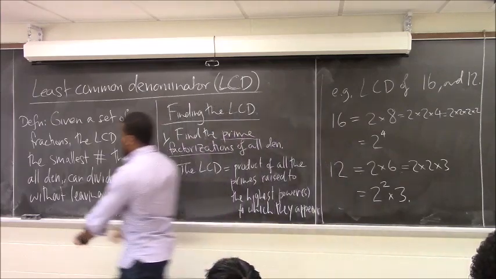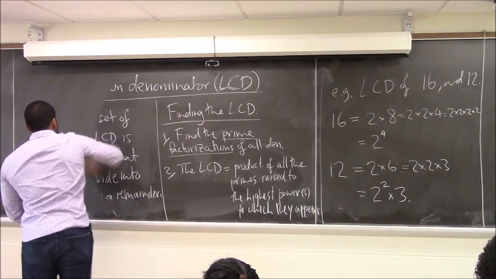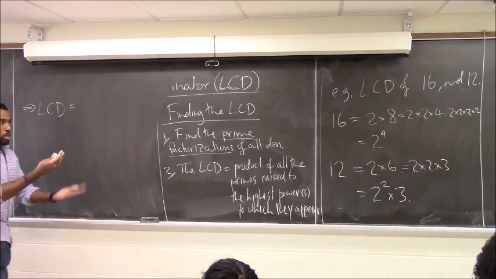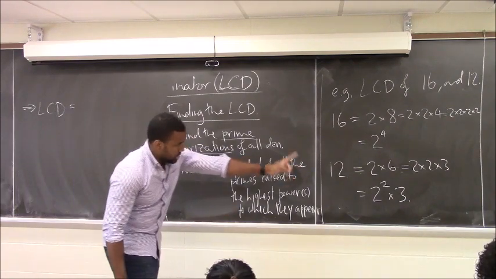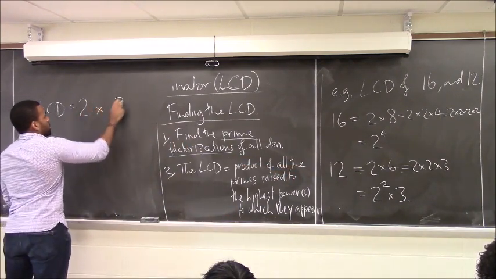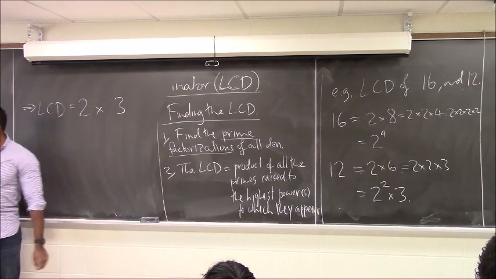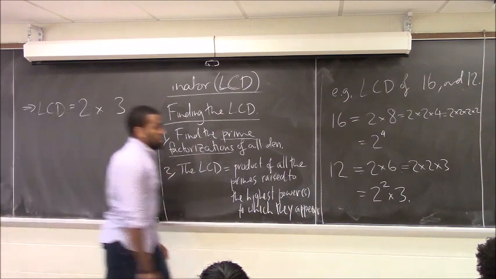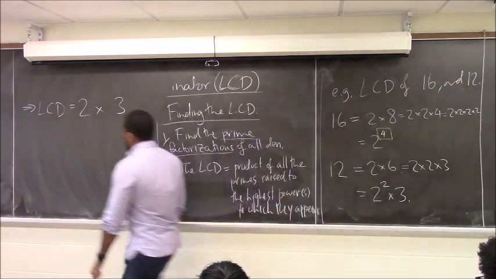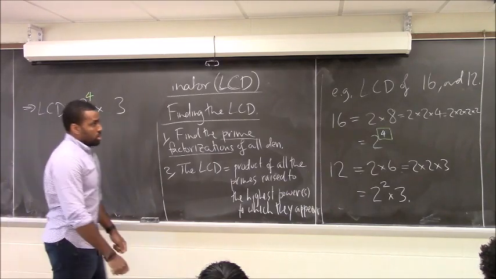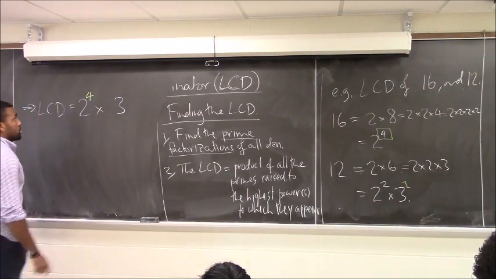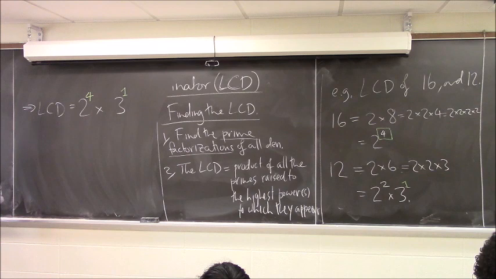Now once I do that, my LCD will have the following form. Every prime number that shows up, I'm going to write them down. In this case, it's a 2 and a 3. And then I'm going to identify the largest powers to which these guys appear. And as you can see here, the largest power of the 2 is the 4th. That's the biggest power for the 2. So that's what I'm going to write here, to the 4th. 3 only shows up in one position, so the largest power here is of course going to be the 1, and so that's what I put here. This is going to be the LCD.